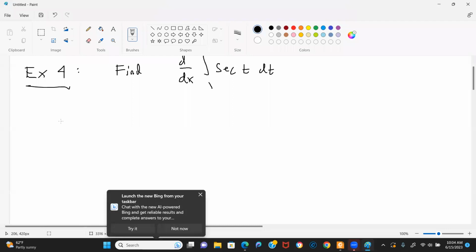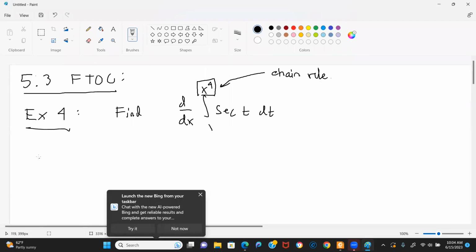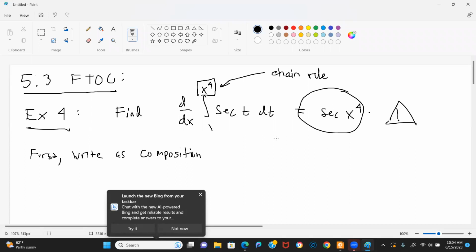So let me see if I can write this out as a composition explicitly. I claim that in order to compute this derivative, you actually need the chain rule. It might not be obvious at first. You might just think, oh, this should just be secant of x to the 4th. And if you said that, this is wrong.